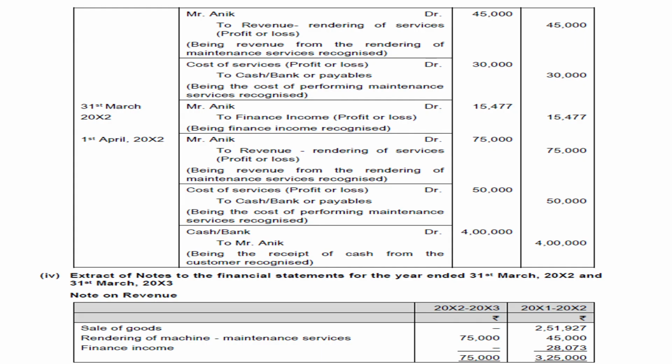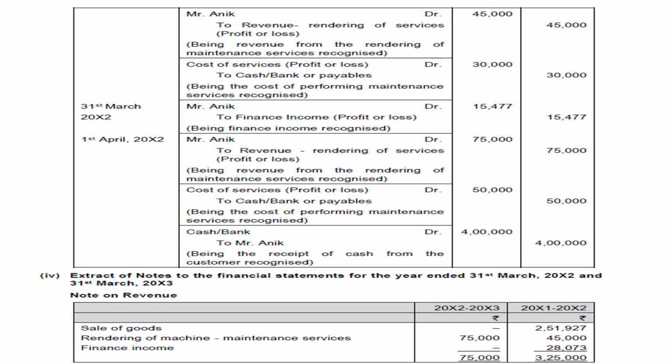Then the cost of services to payables will be 30,000, and similarly the same entries will be passed for the 75,000 and 50,000 on 1st April 2022 as well. And your last entry is bank to Mr. Anik, the receipt of cash from the customer, fully recognized, rupees 4 lakhs.